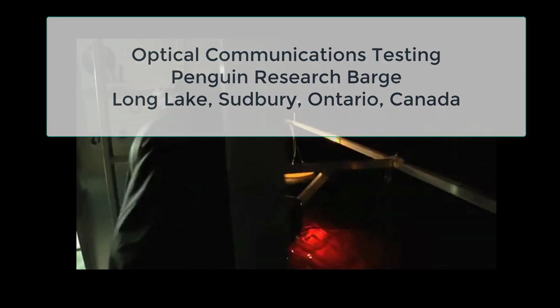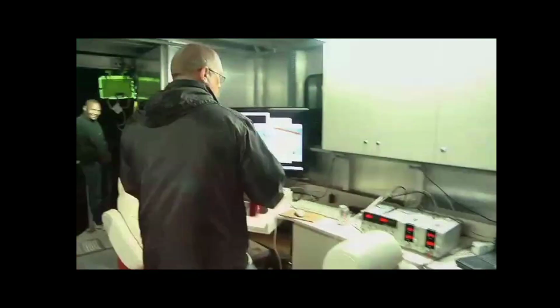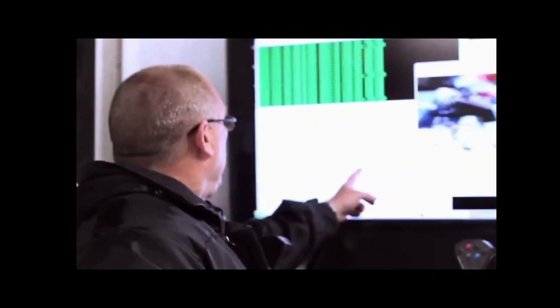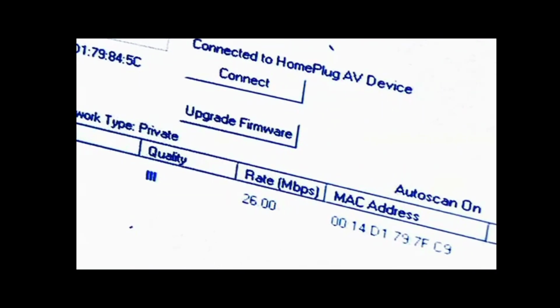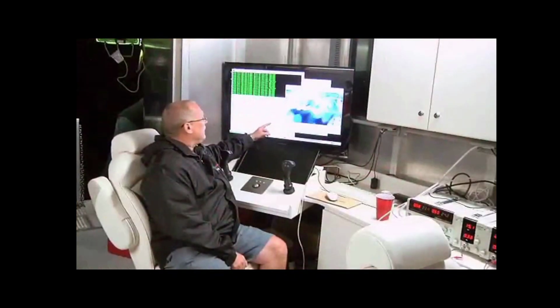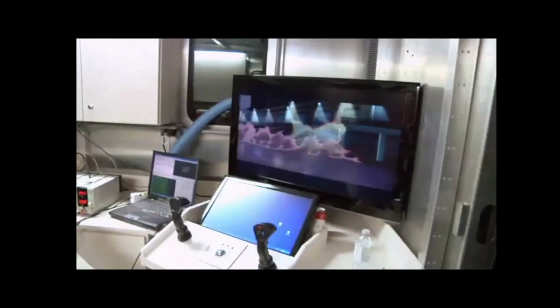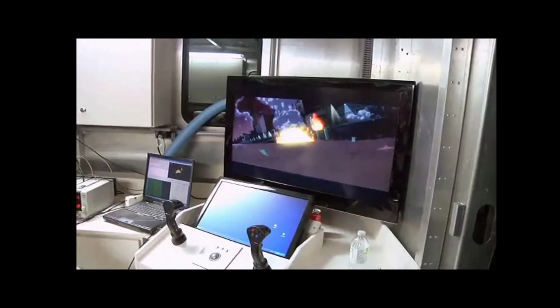What we have are the same two units that were in the pool, one green and one red, but now they're 10 feet deep in the lake water, which we haven't yet characterized to understand it, but we're transmitting and receiving from both those units. On this unit, you can see we have 26 megabits per second being transmitted from the red optical communication system. That is what's being transmitted so you can see the video on the other screen, because it's running off of this computer here and being transmitted over to this one.